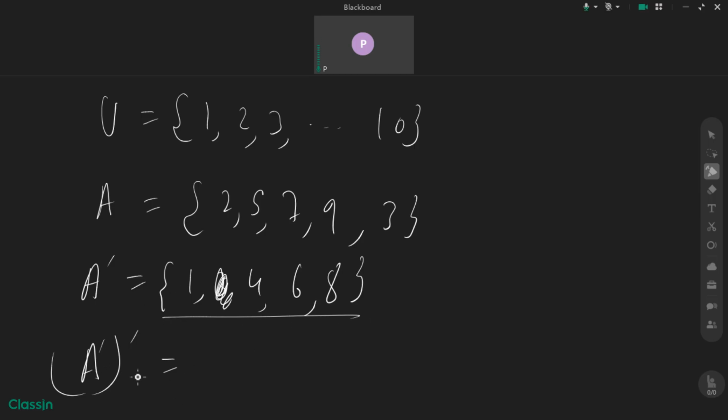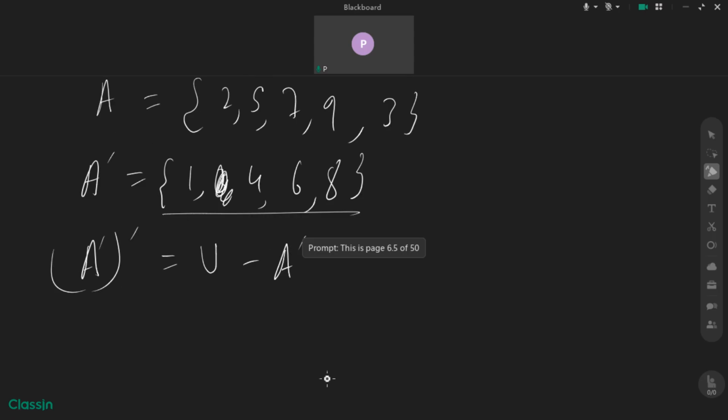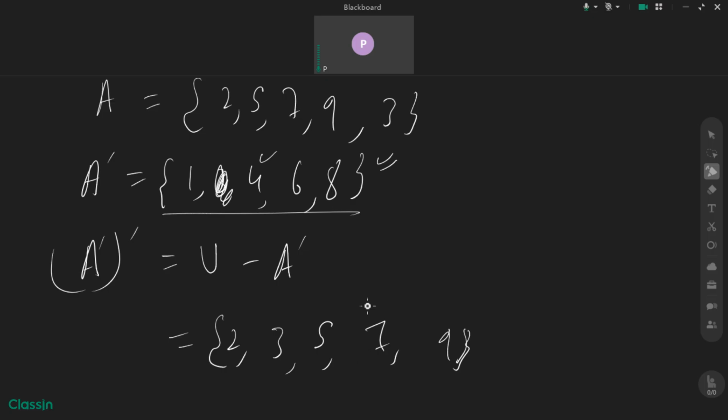So it means A complement whole complement will be universal set minus A complement. So we'll have to subtract from the universal set this whole set, A complement set. So I will get 2, then 3, then 4 is already present here, then we get 5, 6 is present, then we get 7, 8 is present, then we get 9. So I will get 2, 3, 5, 7, 9. I can see that A and A complement whole complement are same. So this proves the property.